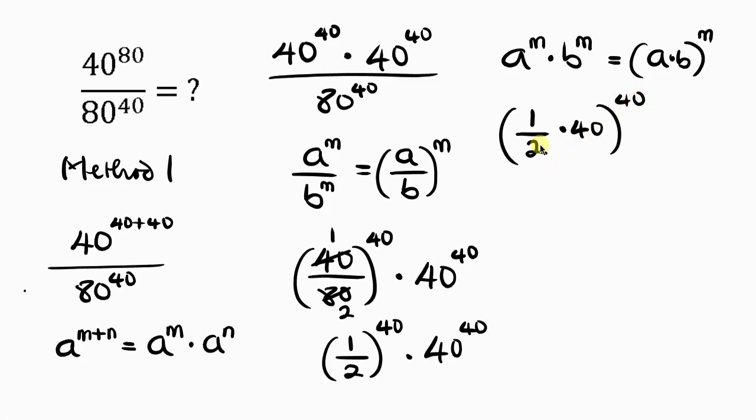Now notice 2 divided by 2 is 1. 40 divided by 2 is what? Is 20. So that we have 1 times 20 is 20, now raised to the 40. And this is our final answer. Now let me show you method 2, which is a lot easier than this. Let's move on to the next slide.